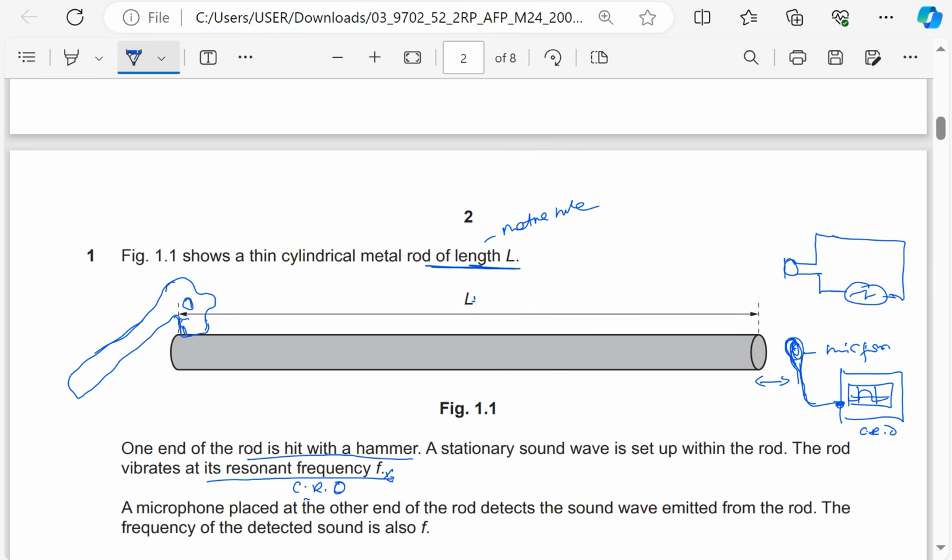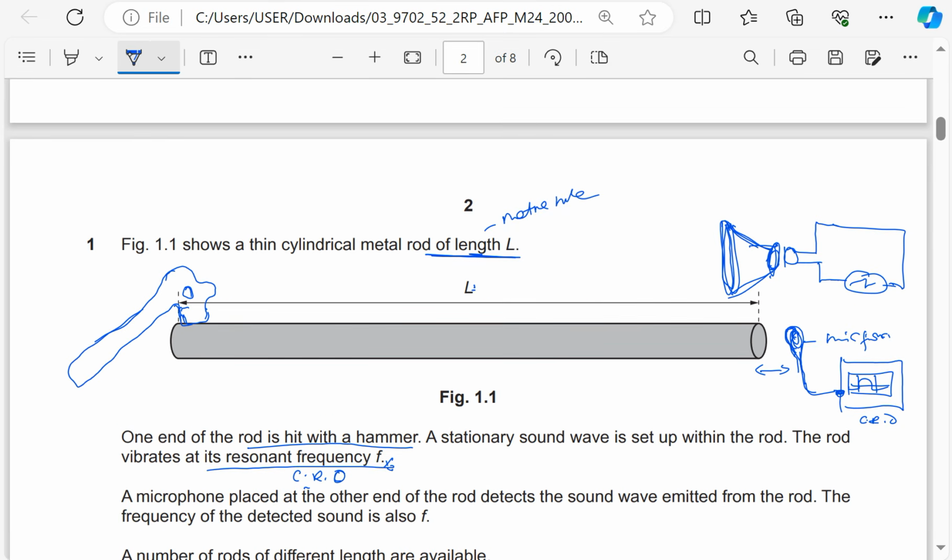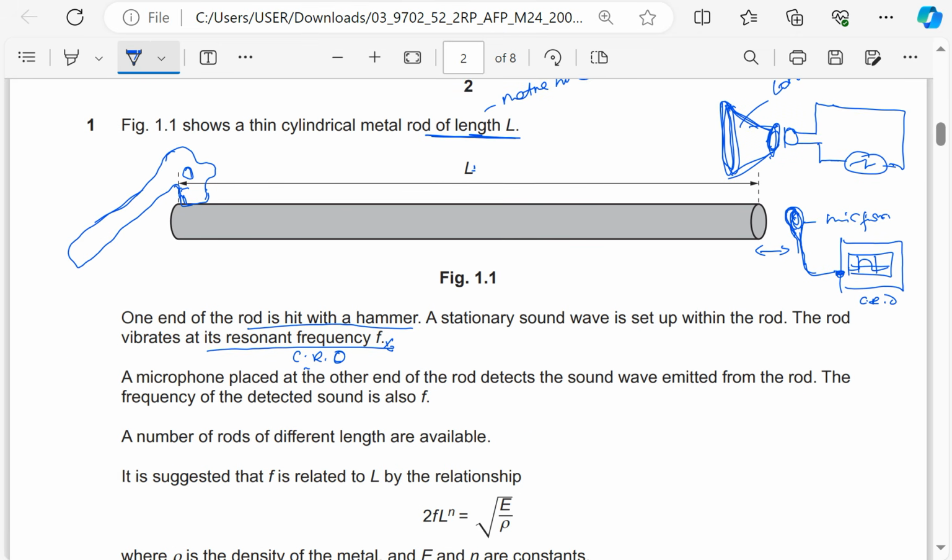I may put a cone just next to the rod so that as many sound waves as possible can be collected from the vibrating rod and directed to the microphone. So this is going to be a cone, or a conical shape. It is not a loudspeaker. Then the frequency of the detected sound is F.